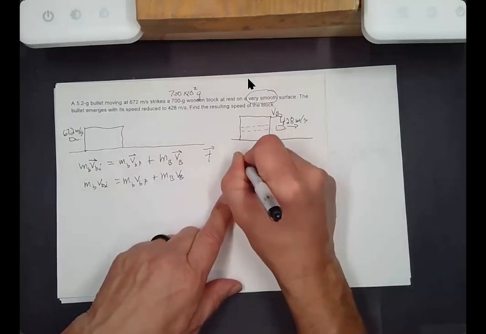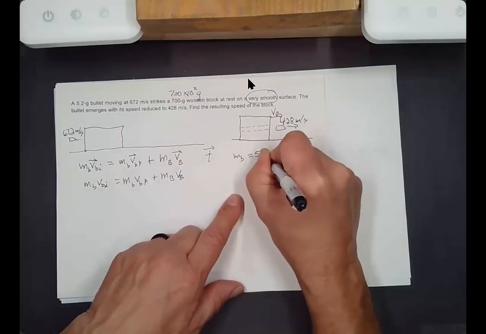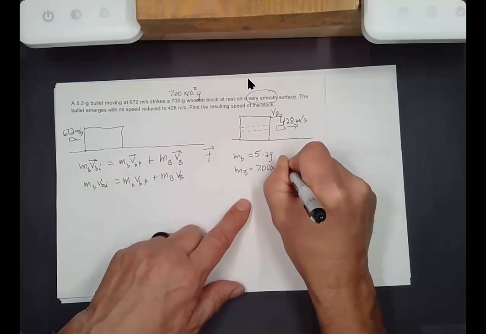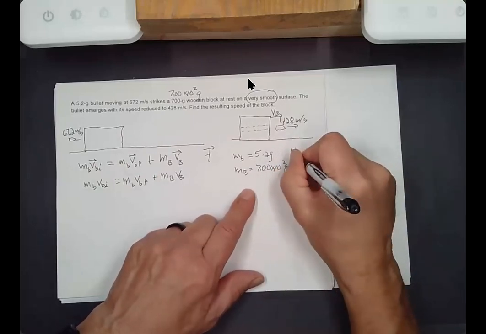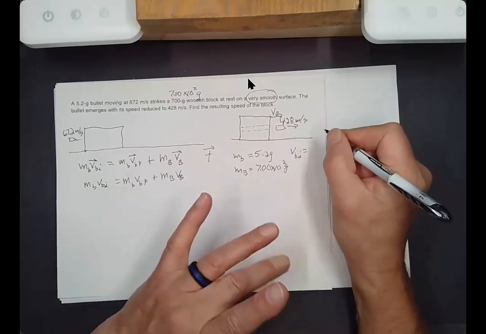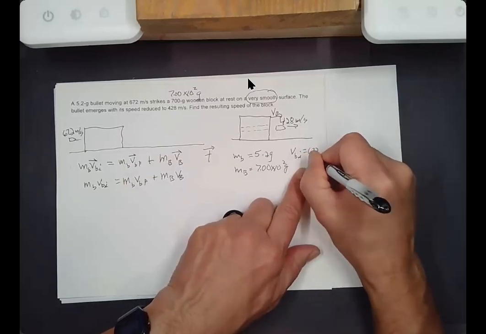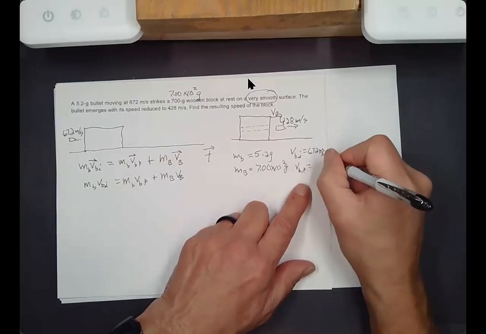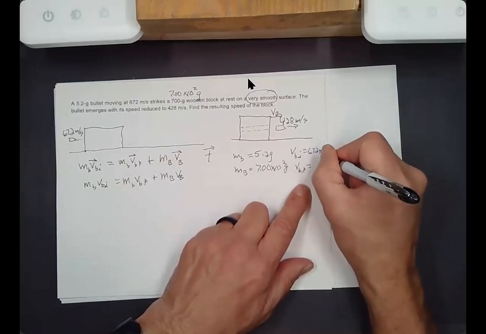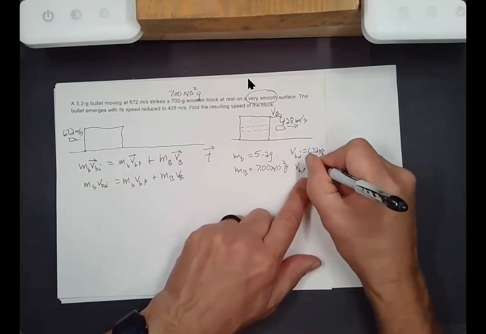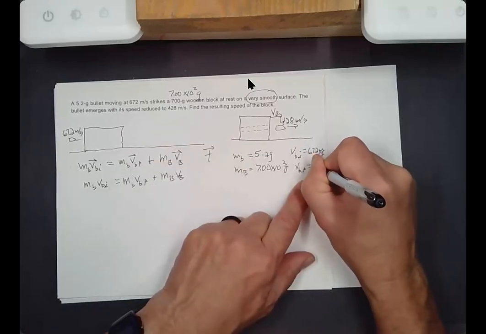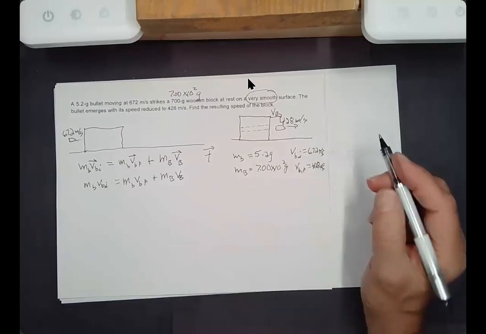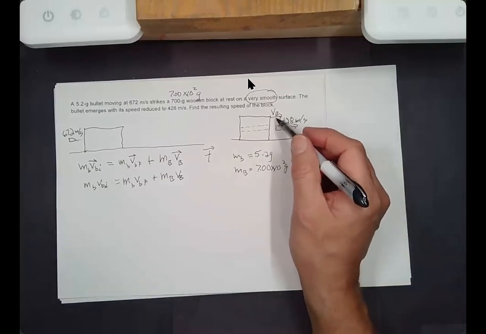Okay, well, numbers. The mass of the bullet is equal to 5.2 grams. The mass of the block is 7.00 times 10 squared grams. The velocity of the bullet initial is equal to 672 meters per second to the right. And the velocity of the bullet final is 428 meters per second to the right. In both cases, I indicate that direction with the sign of it. So we have that. The only thing we don't know is the final velocity of the block.